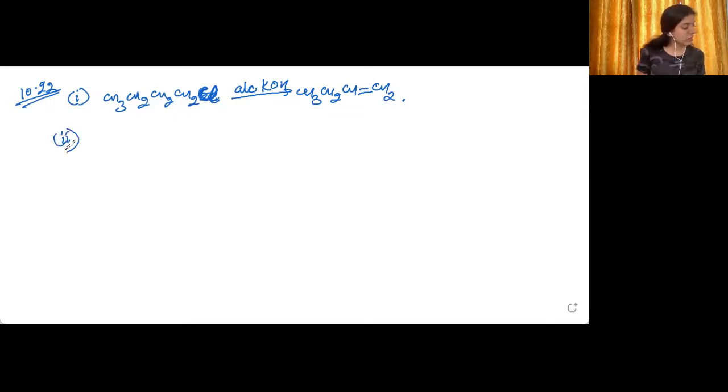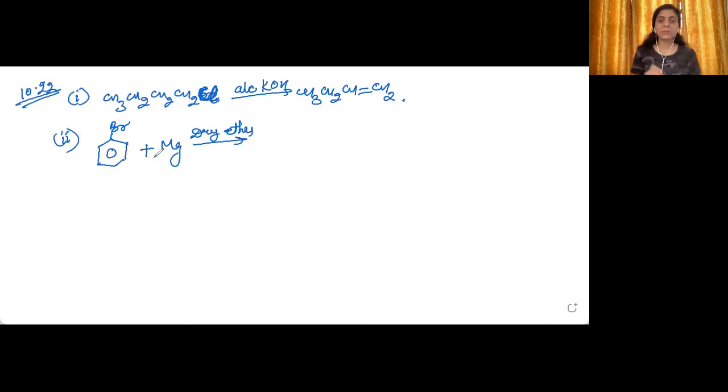Next is the second one. Bromobenzene is treated with magnesium in the presence of dry ether. So this is bromobenzene. Whenever alkyl and aryl halides are treated with magnesium in the presence of dry ether, Grignard reagent is formed. So it will lead to the formation of Grignard reagent.